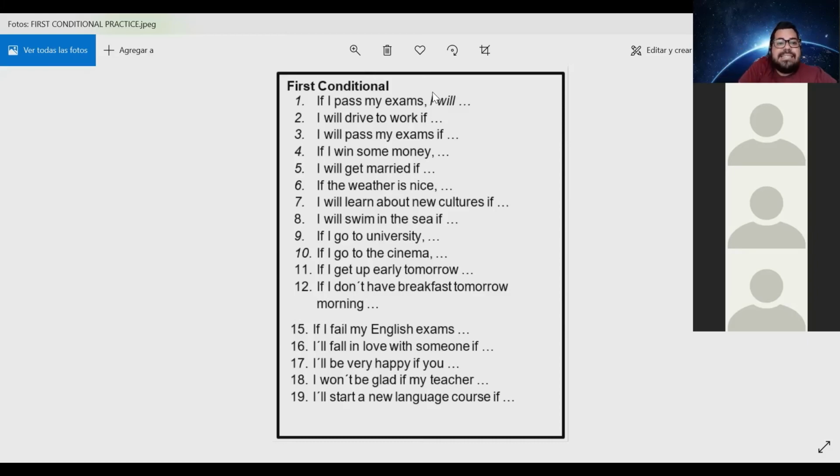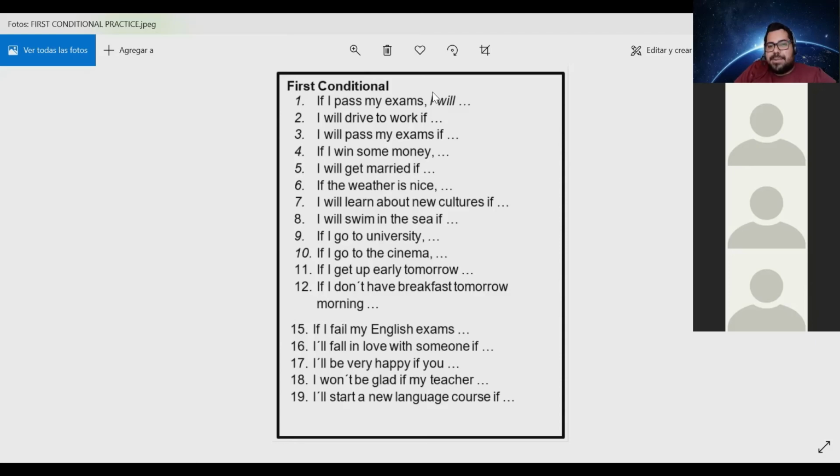Number 18. Carlos. Okay. Look at that one. It's negative. I won't be glad if my teachers don't pass me in the course. Oh, there you are. Look at that. Sometimes it happens, right? Sometimes it happens.